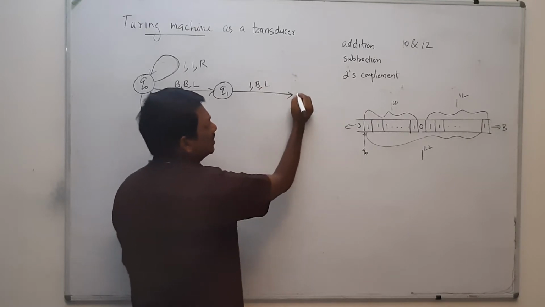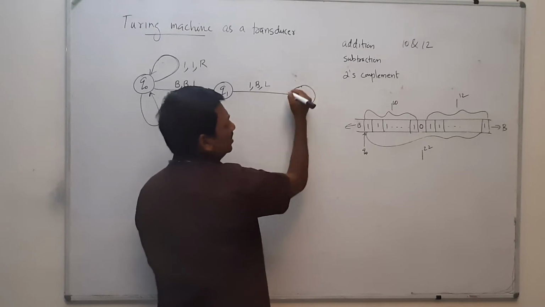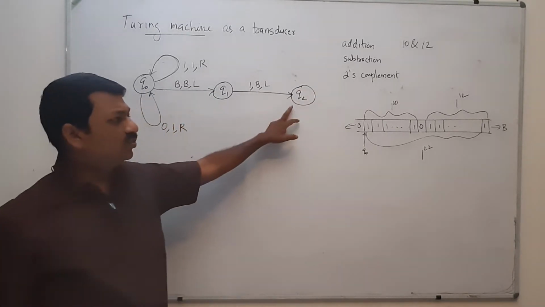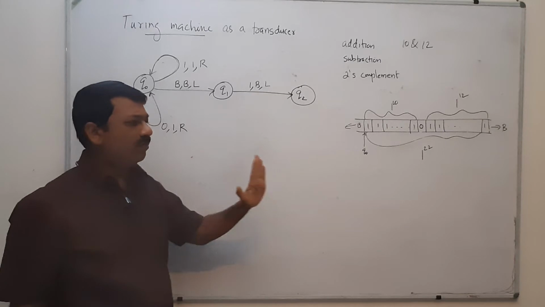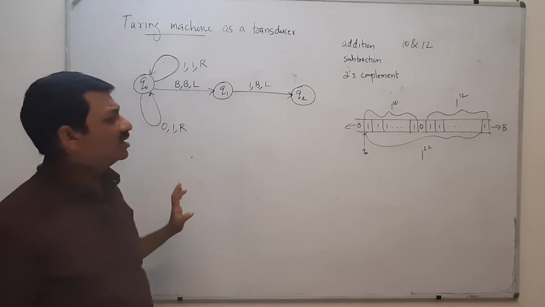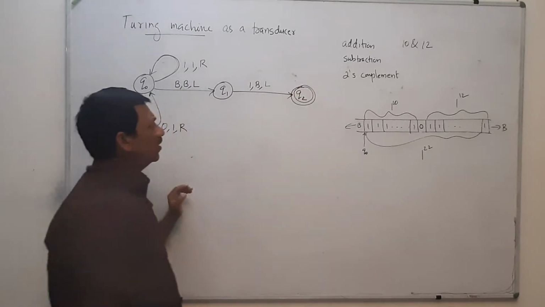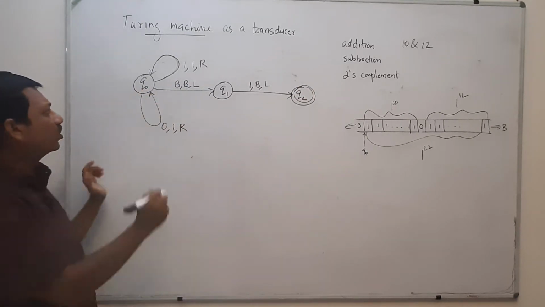left. That means this is the accepting state. Q2 is the accepting state. Once you have reached this Q2, that means you have completed this. That means this is the final state. Okay, that means this is the Turing machine.